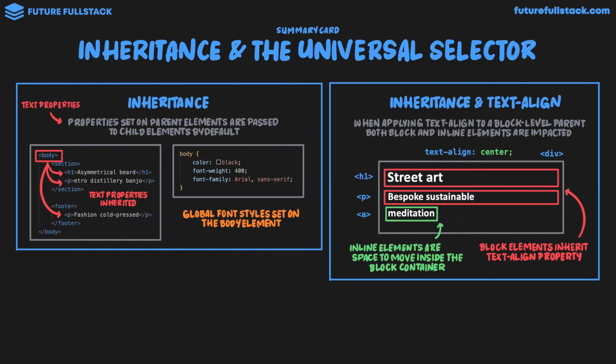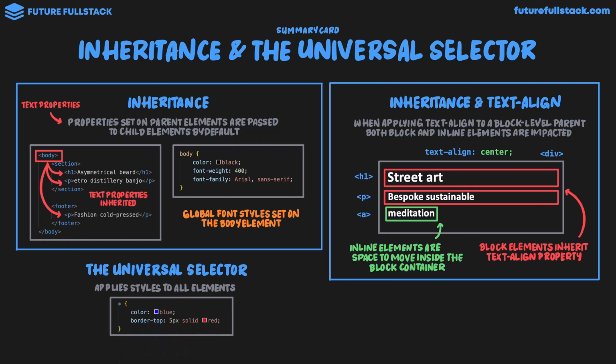So let's finish up by continuing to add to our summary card, inheritance and the Universal Selector. We looked at the Universal Selector, which applies styles to all elements. The Universal Selector is an asterisk symbol, and in this example, the color blue and border top is applied to every single HTML element. We saw that the guidance was the Universal Selector is most commonly used for resetting default styles.